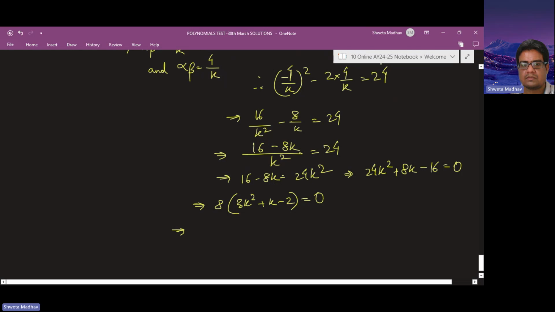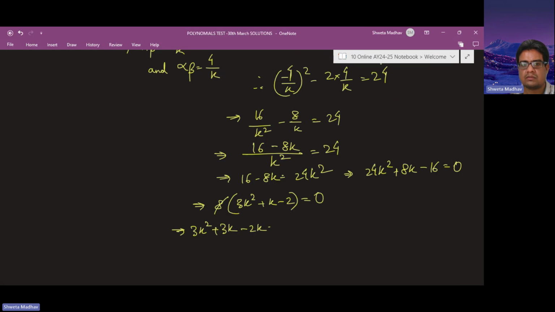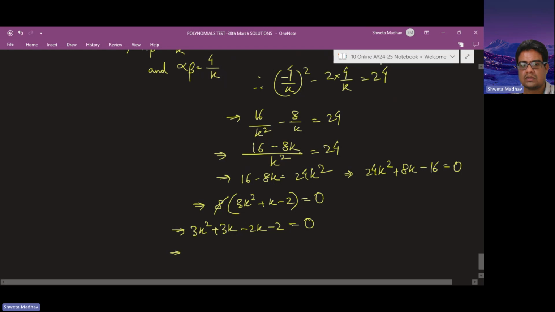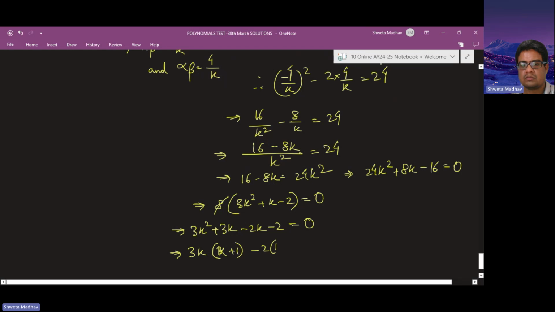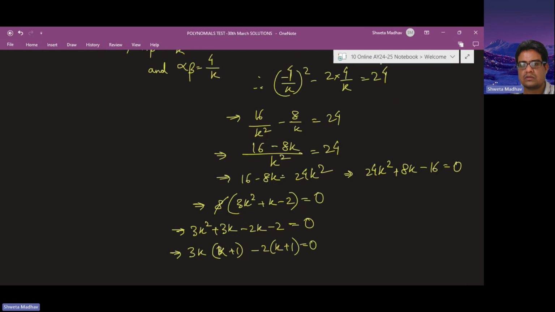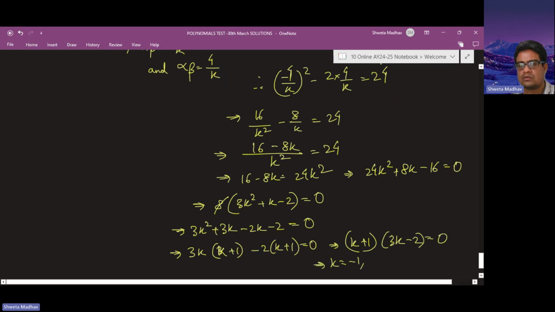So therefore we can say 3k square, 3 2s are 6, and so we can say 3k square plus 3k. So 8 I can cancel out. So 3k square plus 3k minus 2k minus 2 equal to 0. Then we can take 3k as common. So 3k into k plus 1 minus 2 into k plus 1 equal to 0. So from here we will get k plus 1 into 3k minus 2 equal to 0. So therefore the values of k will be minus 1 and 2 by 3.